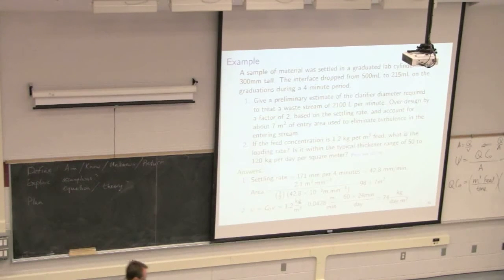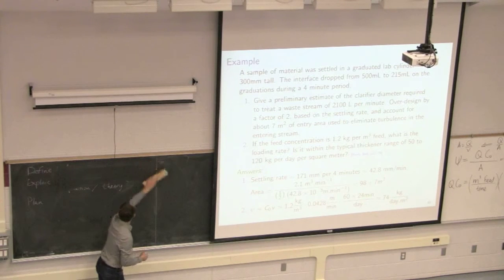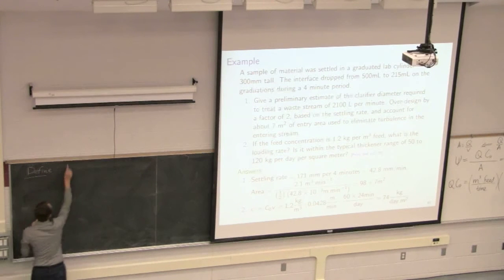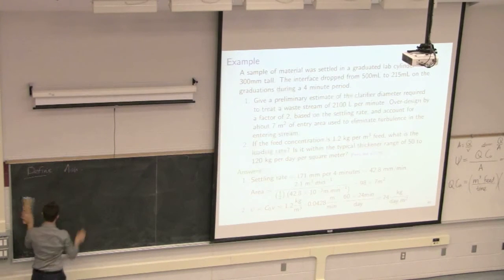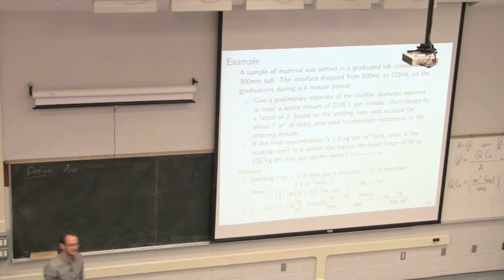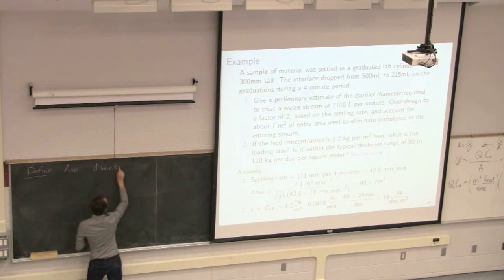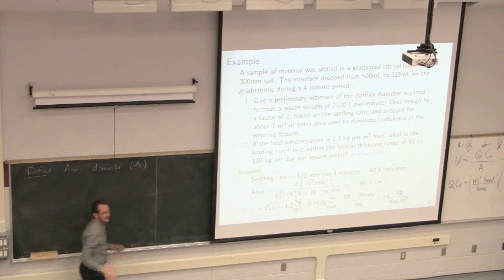Okay, let's take a look at this. What's our aim? What's my aim with this problem? Okay, I'm going to ask for some responses and feedback. What are we trying to solve here? Diameter. Okay, so we want tank diameter, which is related to the area A.